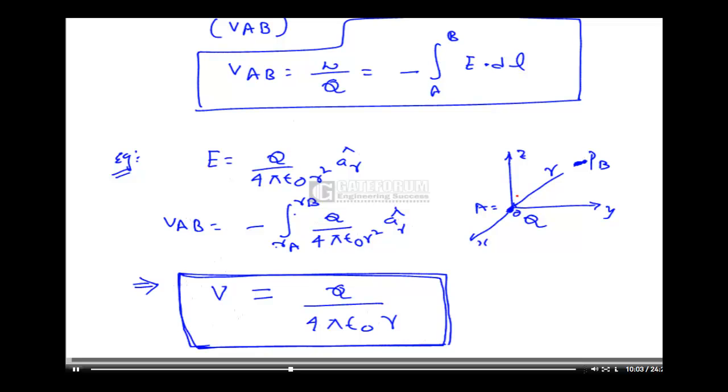So we can define potential at any point as the potential difference between that point and a chosen or reference point at which potential is 0. Electric field intensity is proportional to 1 by r square, while potential is proportional to 1 by r. This is one of the important statements we can conclude.